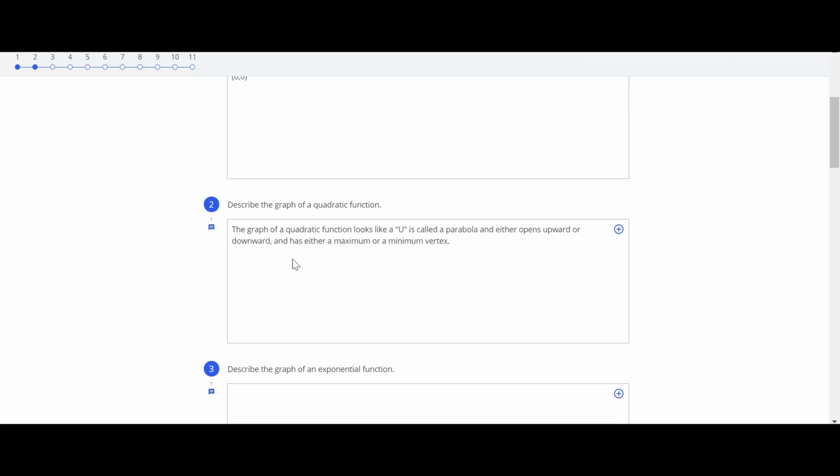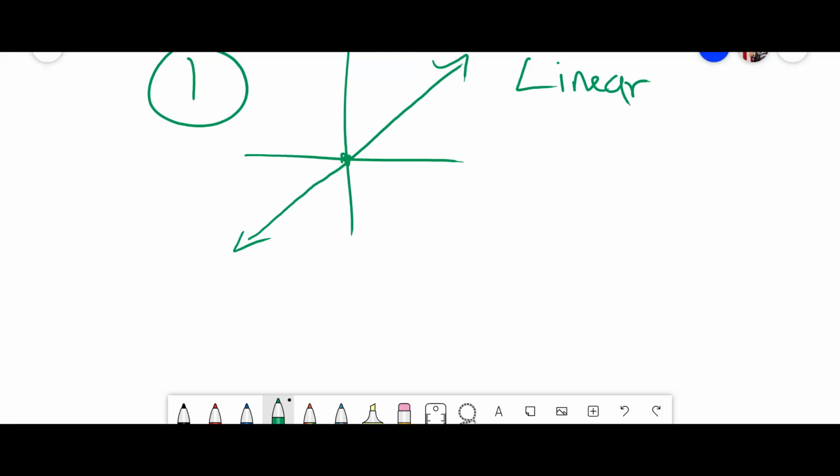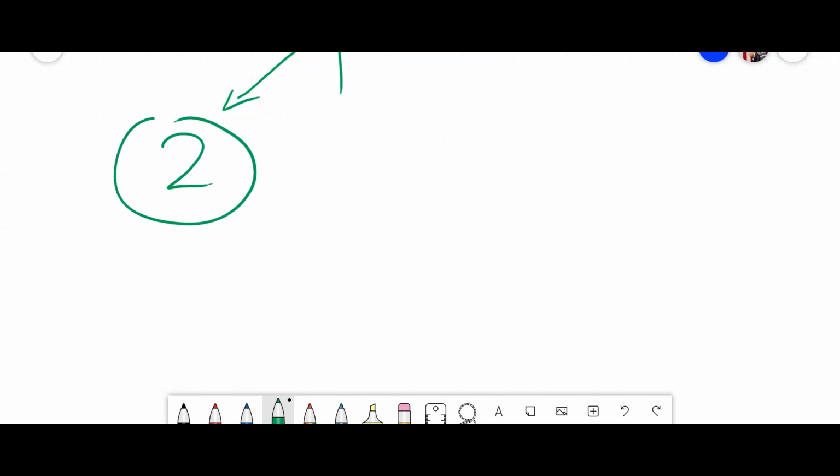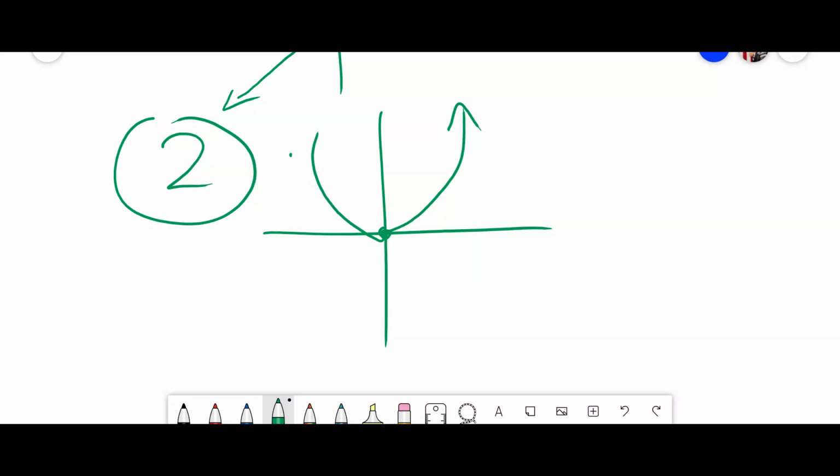All right, and just to get a picture of what that would look like, here's the parent function of quadratics. It goes through (0, 0), and it looks like that. That's quadratic, also known as a parabola.